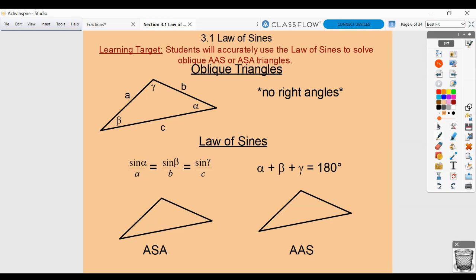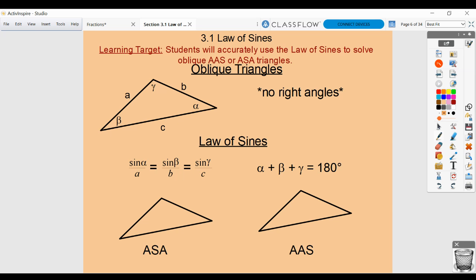Okay, this is a new section. It is 3.1 Law of Sines. And you use the law of sines to solve oblique triangles. So now we are finally getting away from right triangles, and we're going to work with regular oblique triangles. So there are absolutely no right angles.